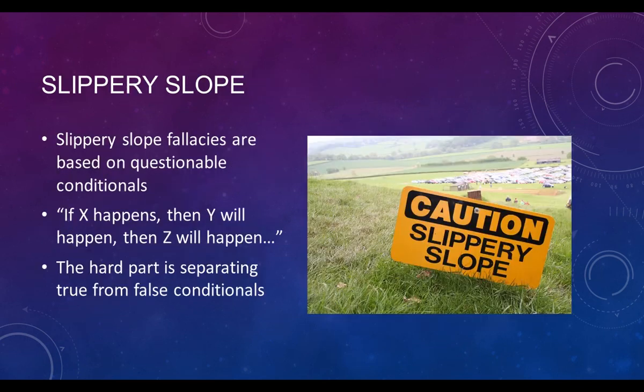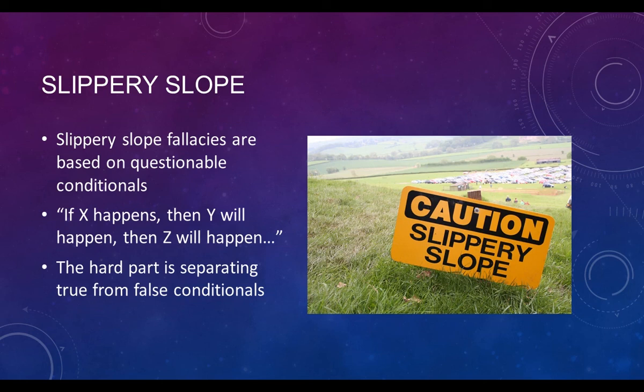All right. Here's one that's more specific. The slippery slope fallacy. I think it was mentioned in one of the arguments we analyzed, the claim that there would be a slippery slope. I hope you've heard of this before anyway, but let's do it in detail. These are based on questionable conditionals, series of if-then statements. If this happens, then that will happen. If that happens, then the other thing will happen.